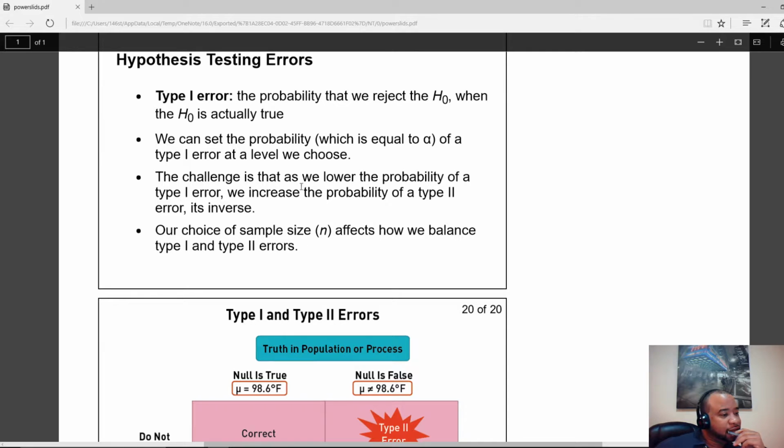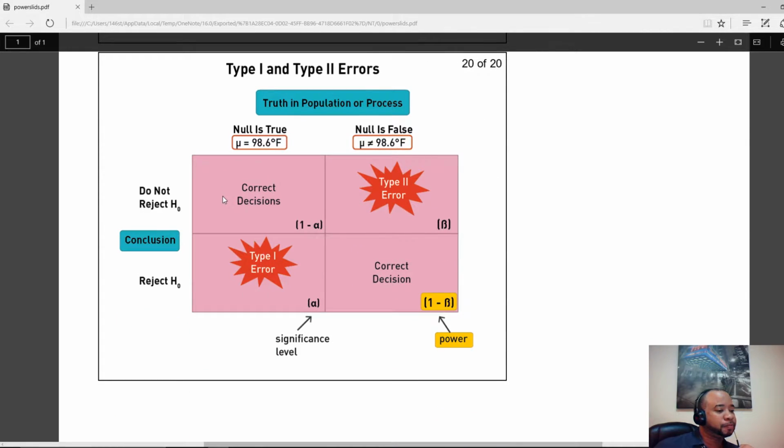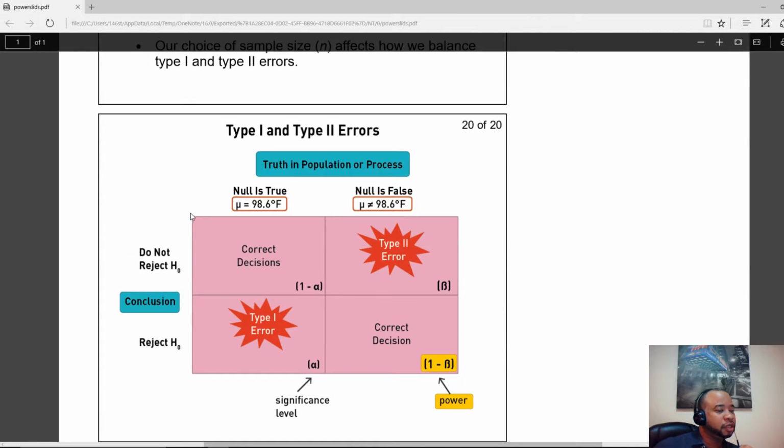The challenge is that as we lower the probability of a type 1 error, we increase the probability of a type 2 error. It's inverse. Our choice of sample size n affects how we balance type 1 and type 2 errors. And so here's that slide.